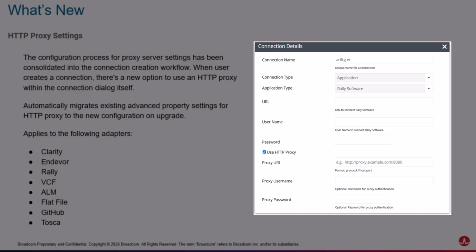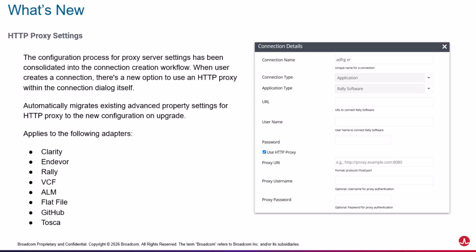So if I look at my connections here, we'll take a look at this Rally one. If I needed to use a proxy, I can now toggle that and it adds all my proxy settings here in line with the connection details.